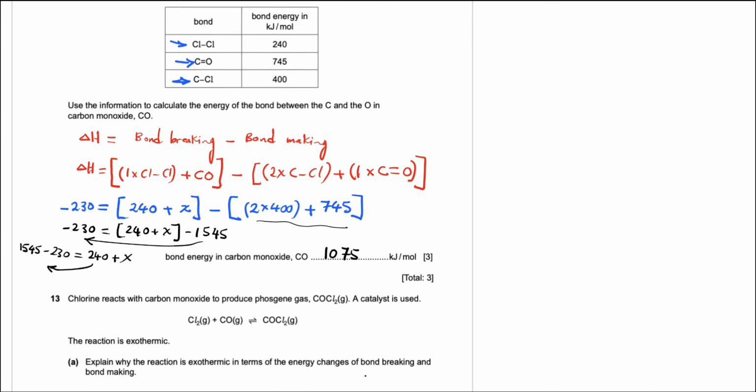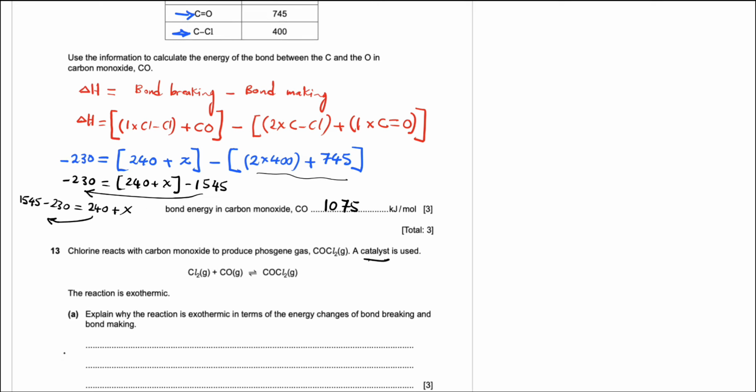Now, the next question, he's telling you that chlorine reacts with carbon monoxide to produce this gas, and also we use a catalyst. We haven't talked about catalyst so far, but the first point he's asking you to explain, after telling you that the reaction is exothermic, and he's telling you to explain. We said before, remember, any explanation question, whether why is it endothermic or exothermic, remember you have to use the golden mnemonic device, mexo bendo.